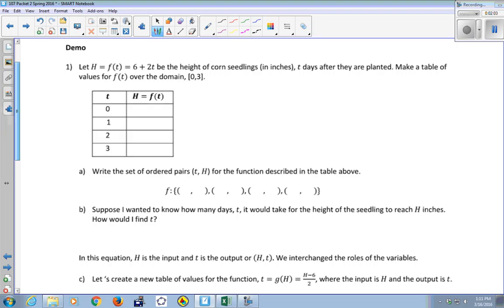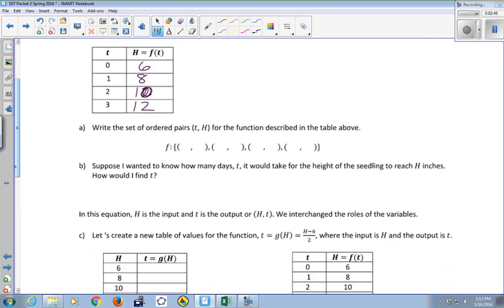All right, so let's let h be a function of t, and the formula is 6 plus 2t. It gives the height of corn seedlings in inches t days after they've been planted. So I'll make a table of values for f of t over the domain 0 to 3. So t is time, days after the seedlings have been planted, and then f of t calculates the height. So what would f of 0 be? 6 inches, yep. And then f of 1 would be 8, f of 2 would be 10, and f of 3 would be 12.